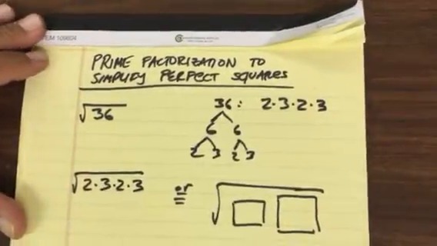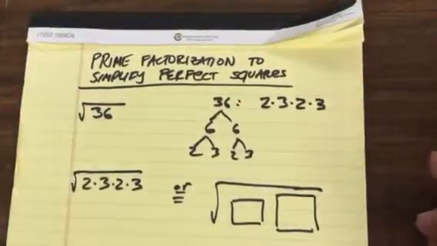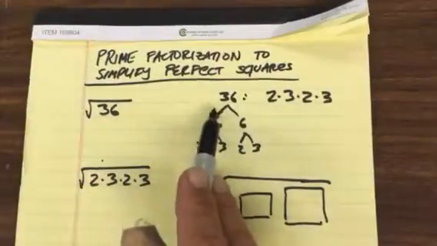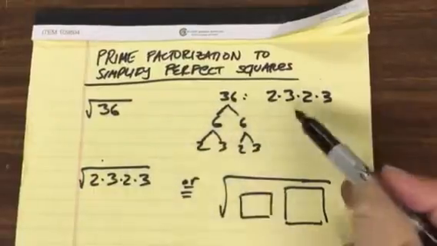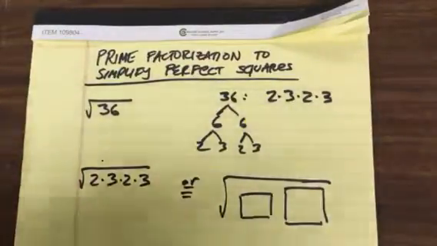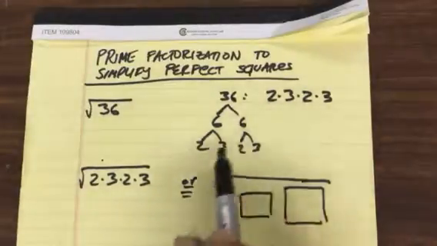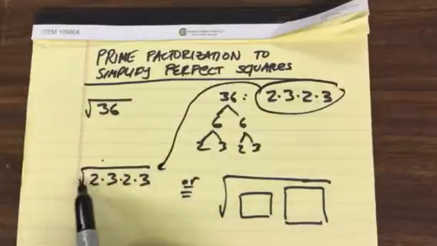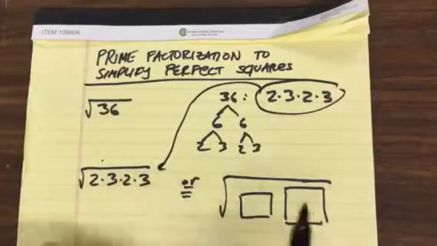Okay, let's try prime factorization to simplify perfect squares. We'll start out with 36. We'll prime factorize that to 2 times 3 times 2 times 3. And we can rewrite that inside under the radical. So this is now rewritten under the radical.